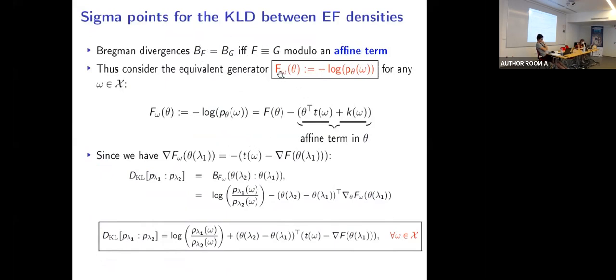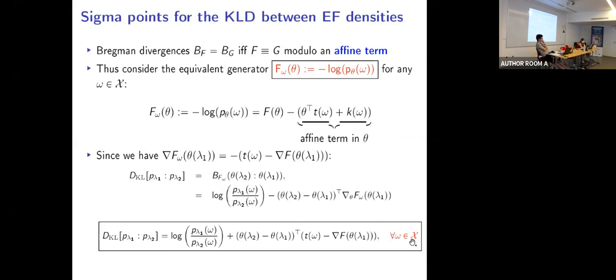So what we're going to do is to choose a sigma point omega in the support, and we're going to take the minus log density, okay? And this is a convex function in our case. And if we express it here, we see that it is the cumulant function, which is a real analytic convex function, and here we have an affine term, okay? And by computing the gradient of that, we have this formula, and plugging in the fact that this is the Bregman divergence here, we obtain this expression, okay?